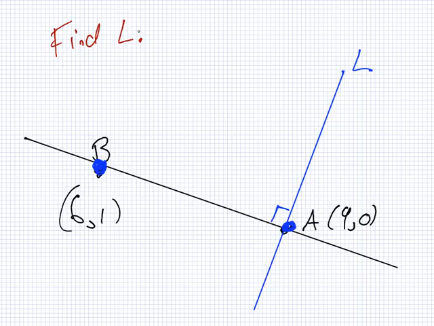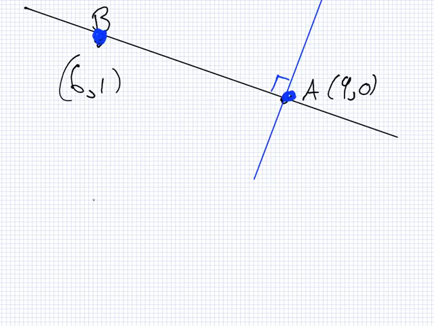An answer? Yep. Very similar to the last question. Okay, so let's scroll down here. So first I should get the m. So that would be 1 minus 0 over 6 minus 9. Is that right? Yes. Which will be minus 1 over 3.